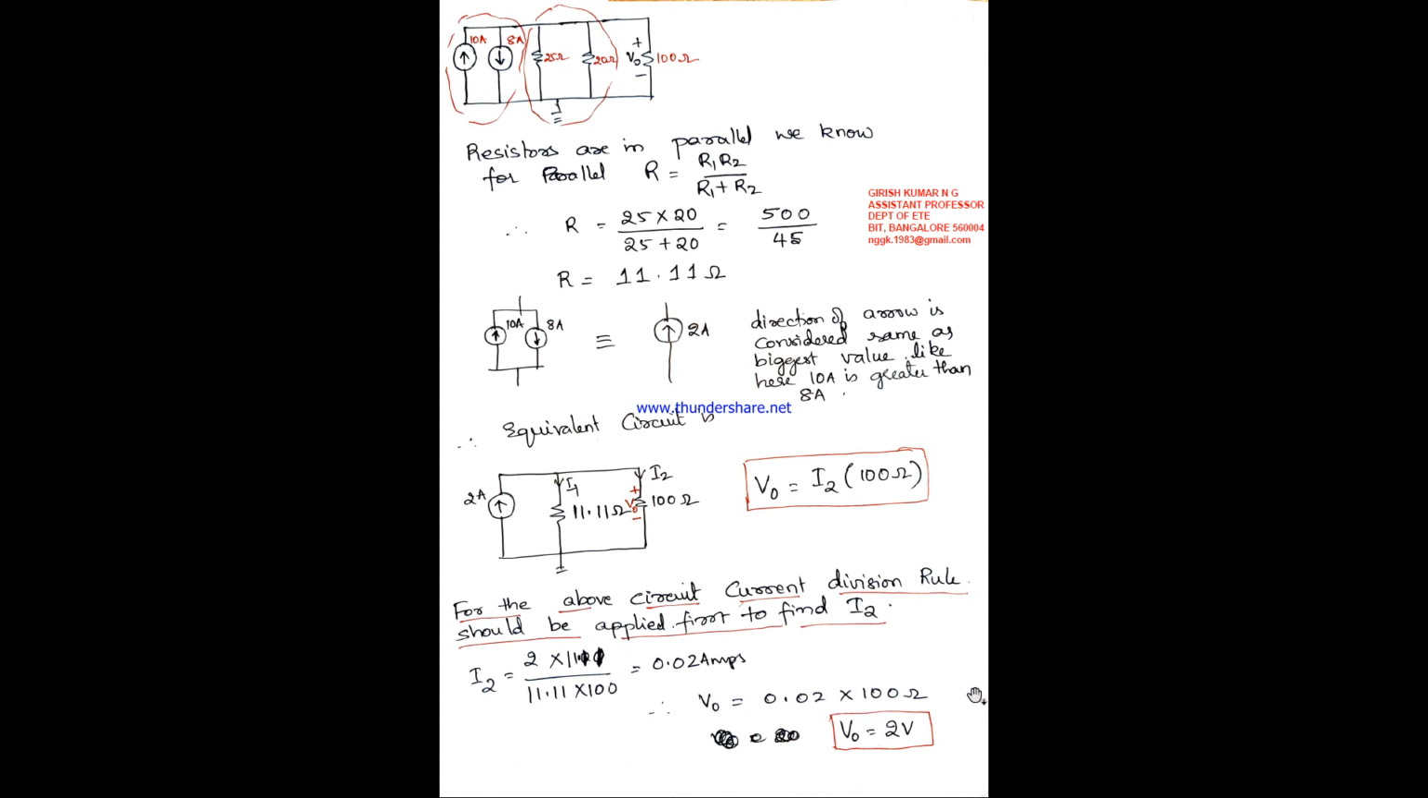So 0.2 into 100, then you get 20 volts. Okay, this is 20 volts. There is a small mistake, I'm sorry. So 20 volts is the answer that you get. I hope the method is clear. I hope finding the solution for any given problem is clear to you.